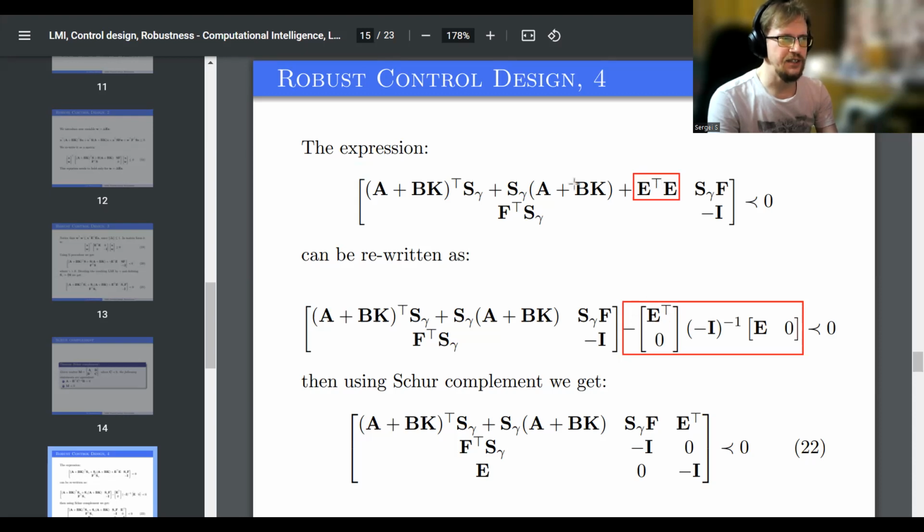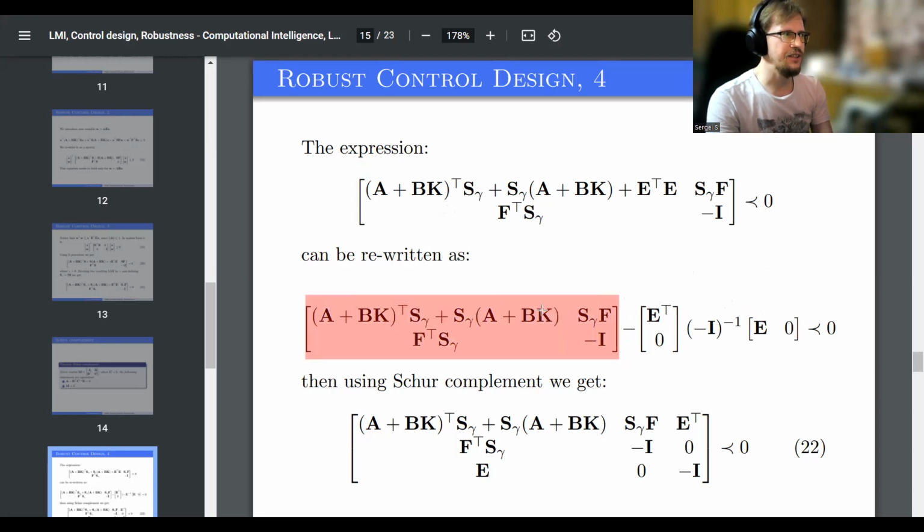We have two minus signs, a minus sign here, a minus sign here. They cancel. And we have identity inverse, which is just identity, so it doesn't do anything. All right. But this is a Schur complement. So now we have this block. This is a standalone block in the Schur complement.